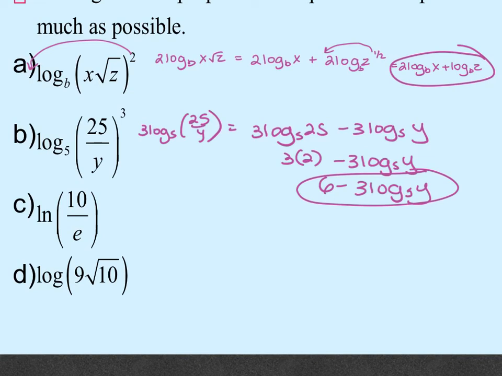C, ln of 10 over e becomes ln of 10 minus ln of e. And what is ln of e? 1. So this is ln of 10 minus 1.